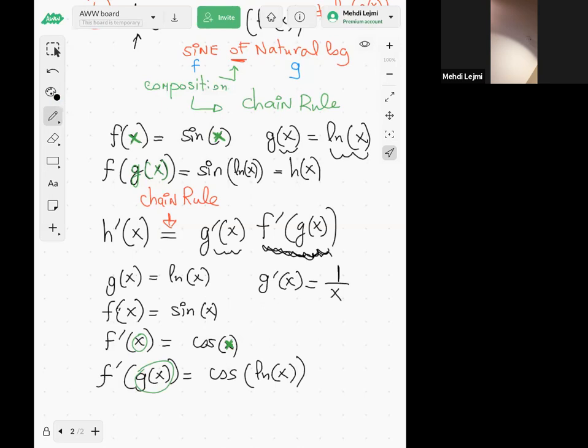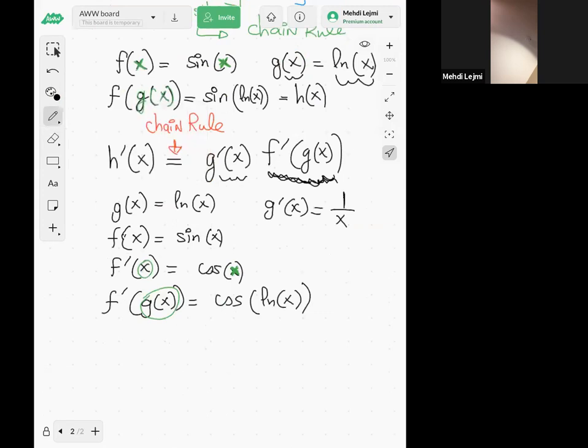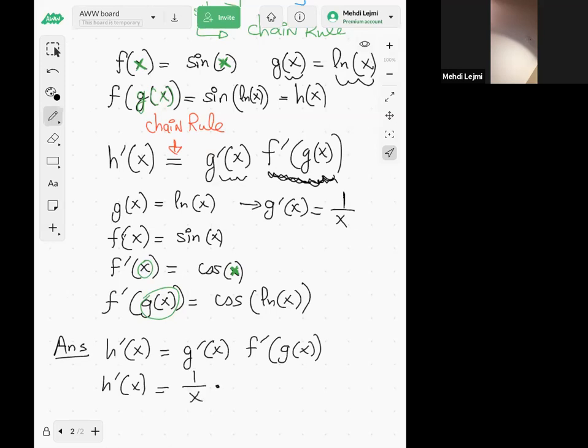So then the answer: h prime of x is g prime of x times f prime of g of x. So g prime of x is 1 over x, times f prime of g of x, that's cosine of natural log of x. And that's a fine answer. There's no simplification, so that's the final answer.